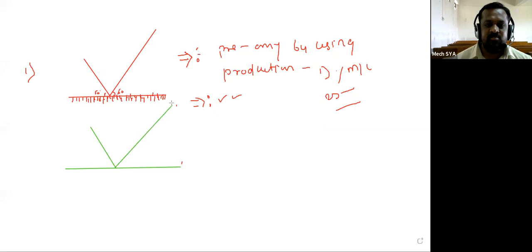What is the second symbol? How to draw the second symbol? Here we have to close it, like this. Okay, now see, this is the second symbol. You have to draw the surface here.